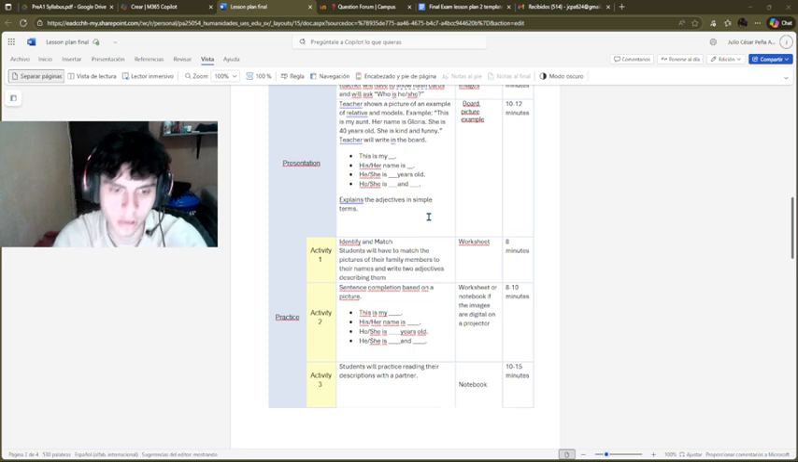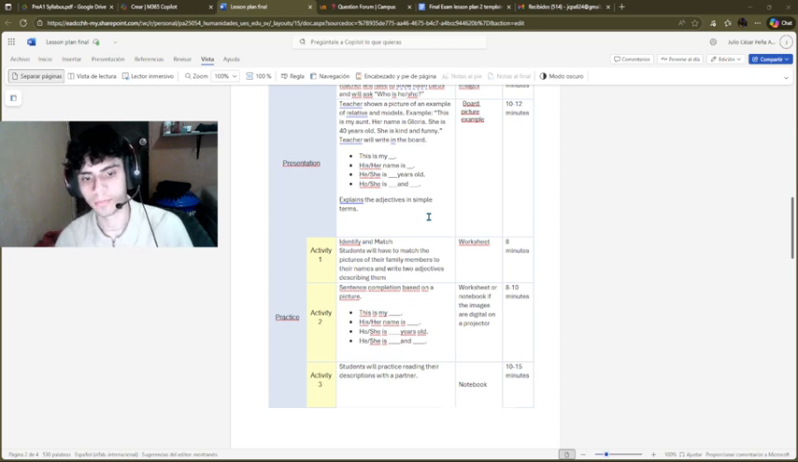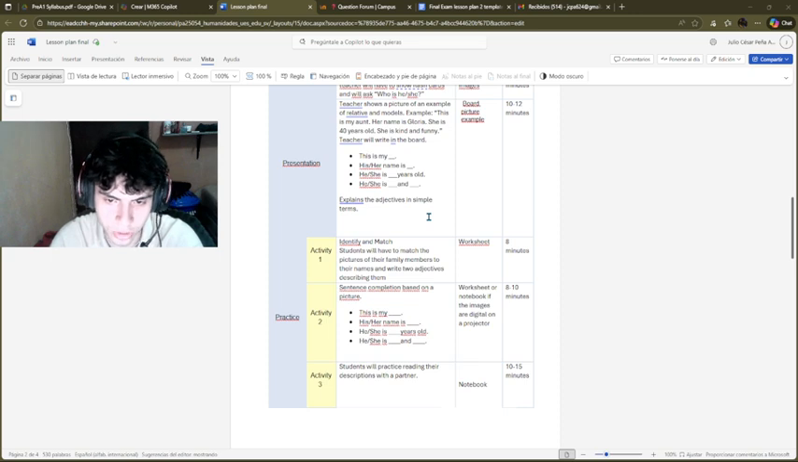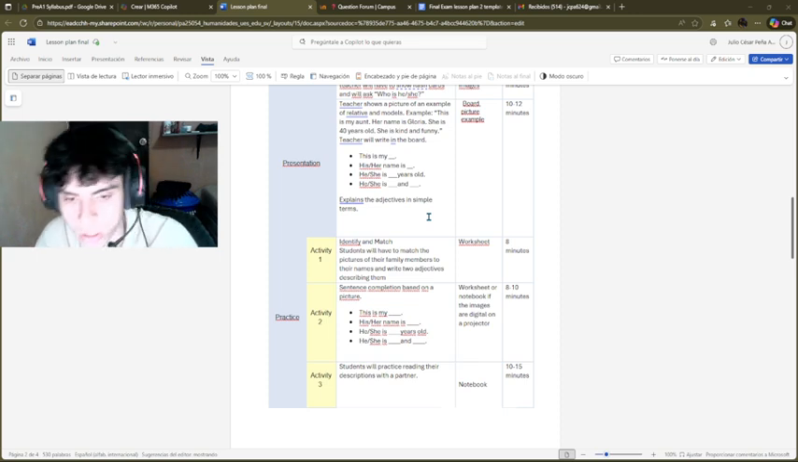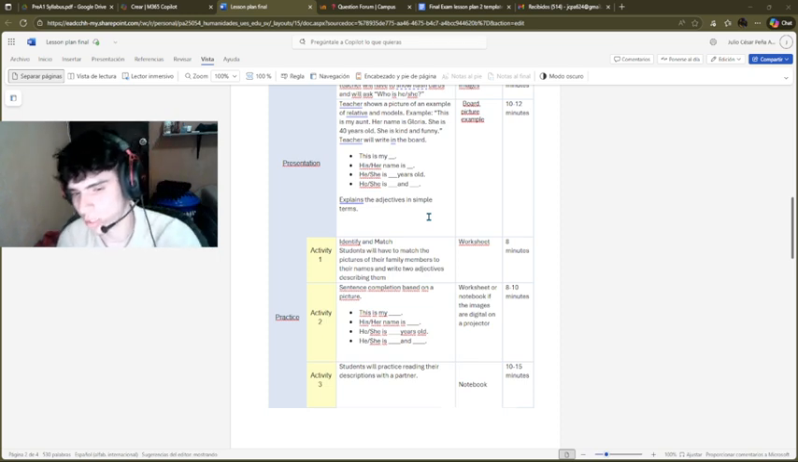For activity 2, we have sentence completion based on a picture. We're going to show a picture, and the students respond like, "This is my..." with a picture of an older man: "This is my grandfather," for logical situations. For that, we're going to use a worksheet, and this should take no more than 10 minutes.